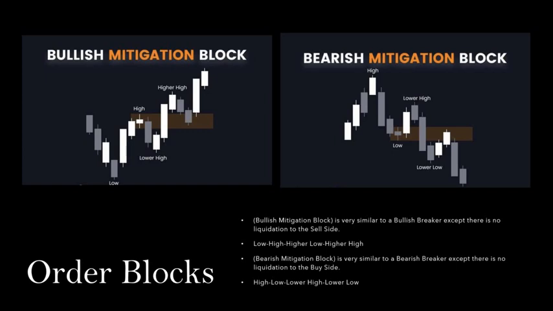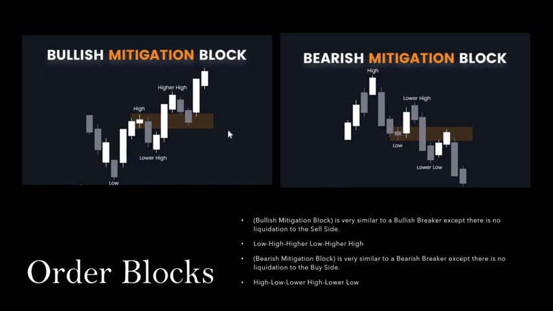Now, let's go over mitigation blocks. A bullish mitigation block is very similar to a bullish breaker, except there's no liquidation to the sell side. And this order would go from low, high, higher low, higher high. A bearish mitigation block is very similar to a bearish breaker block, except there is no liquidation to the buy side. High, low, lower high, lower low.